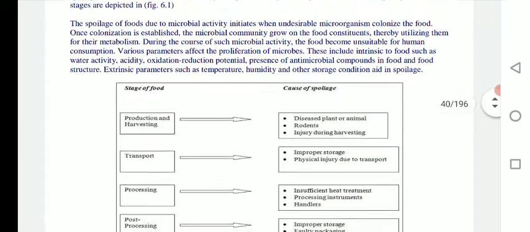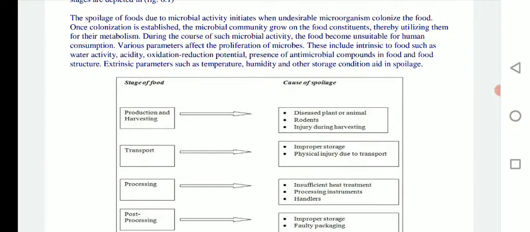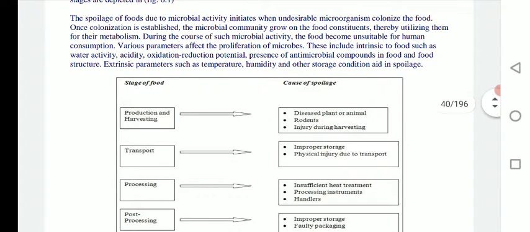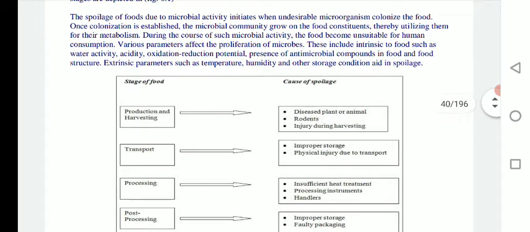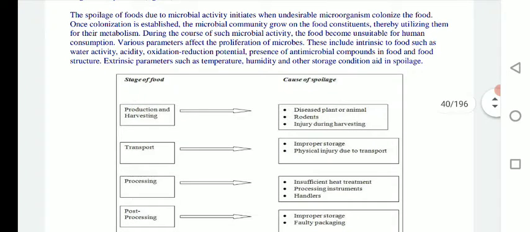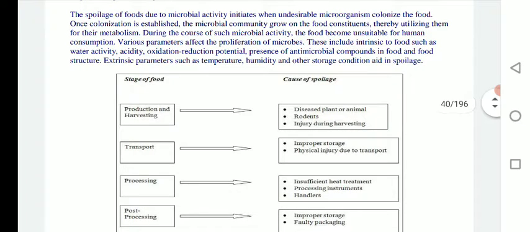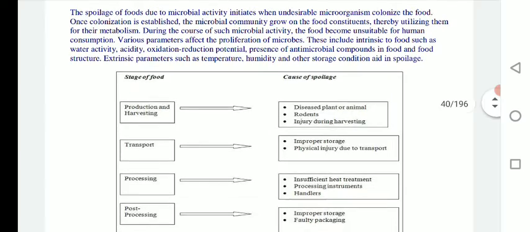So once colonization is established, the microbial community grows on food constituents, thereby utilizing them for their metabolism, and during the course of such microbial activity the food becomes unsuitable for human consumption. So due to these reasons the spoiled food is not suitable for human consumption.